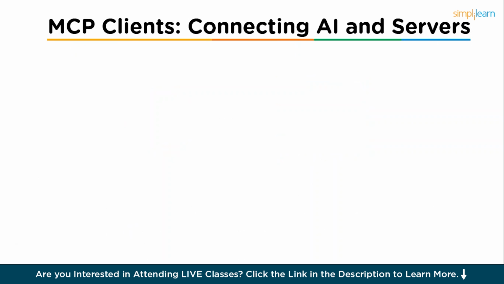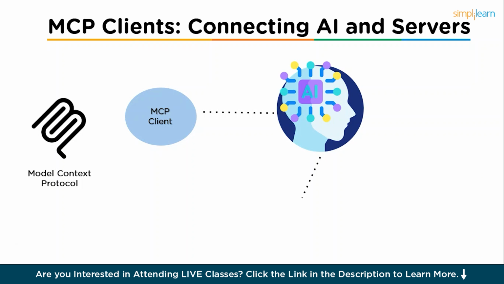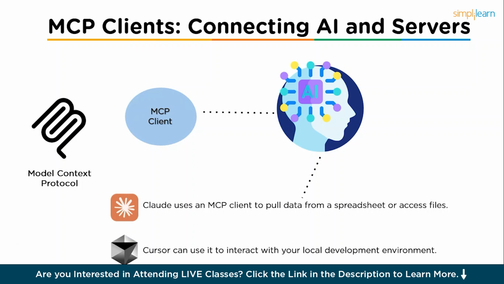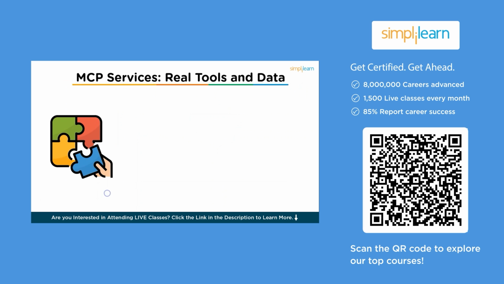Next up, we've got MCP clients. Now, these are the part of the AI system that communicates with the MCP server. When the AI wants to use a tool, it sends a request to the MCP client. For example, Claude uses an MCP client to pull data from a spreadsheet or access files. Cursor can use it to interact with your local development environment. The client handles the back and forth communication, sending requests, receiving responses, and then passing that information back to the AI.